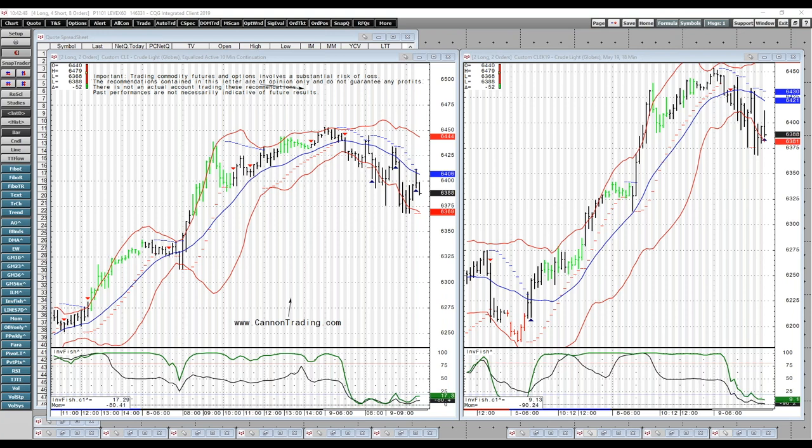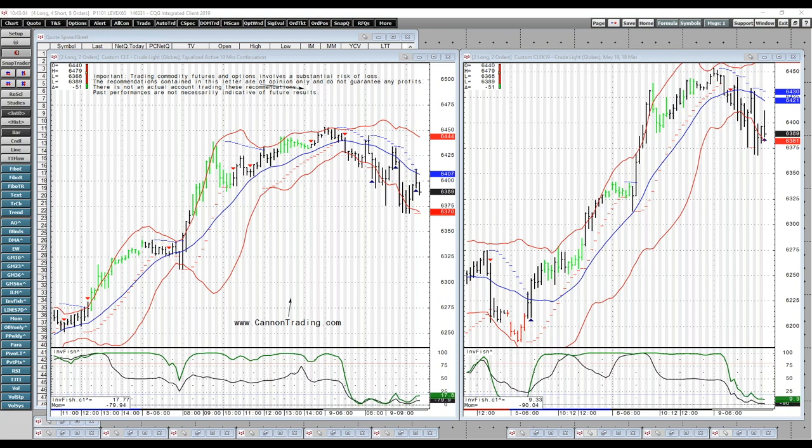I've used volume charts before. I also used Renko charts. But as of the last couple of years, I'm a bigger believer in range bar charts for really short-term trading. And I'm going to explain a little bit more.